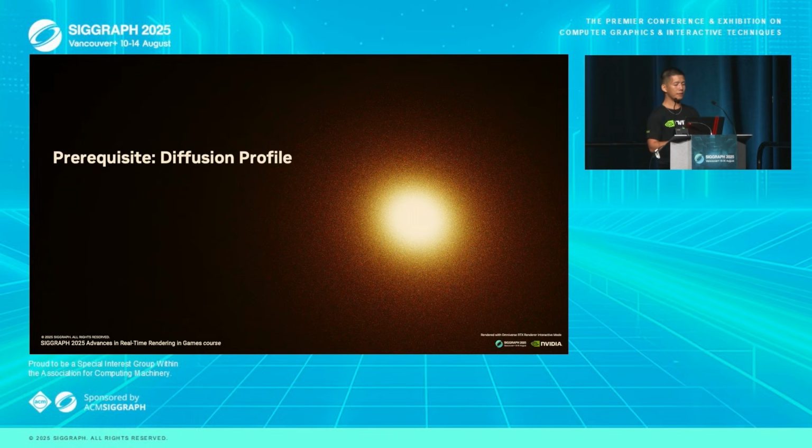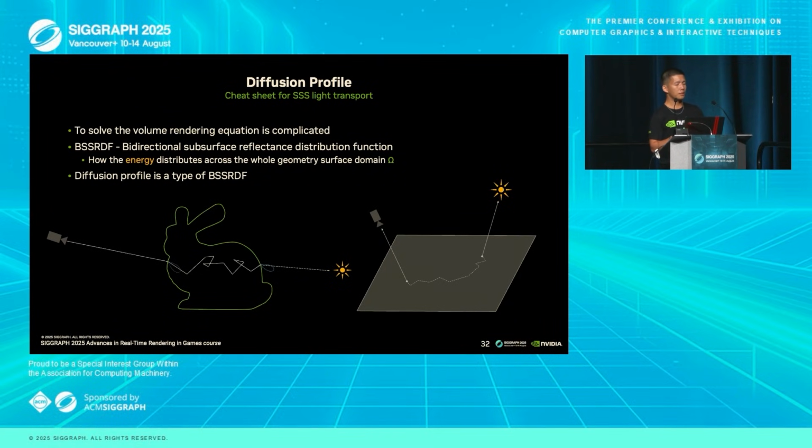Now, before I describe our hybrid approach, we need to really understand the diffusion profile first, the technique that's been widely used for real-time SSS approximation. As we saw, full volume rendering is complex and slow. This is where the BSSRDF concept comes in. It generalizes the BRDF for light entering at one surface point and exiting at another. Diffusion profiles are essentially pre-computed BSSRDF functions that show how light spreads across the surface after entering the material.